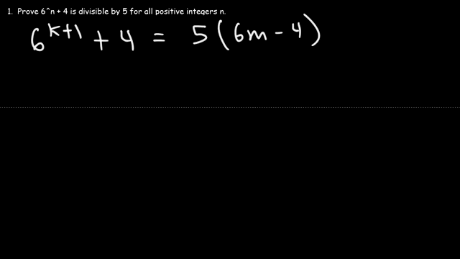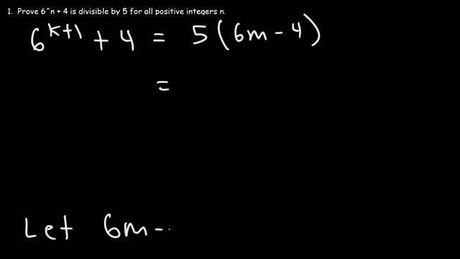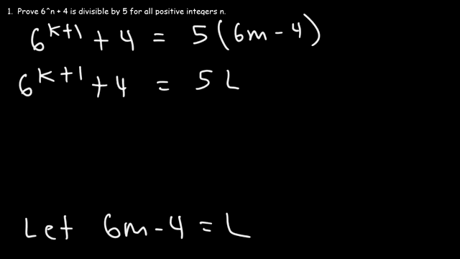Now, because m is an integer, 6m minus 4 has to be an integer. So what we can do is let 6m minus 4 equal some integer L. Thus, the expression 6 raised to the k plus 1 plus 4 is equal to 5L, which means it's divisible by 5. And therefore, the original statement, 6 raised to the n plus 4, is also divisible by 5.